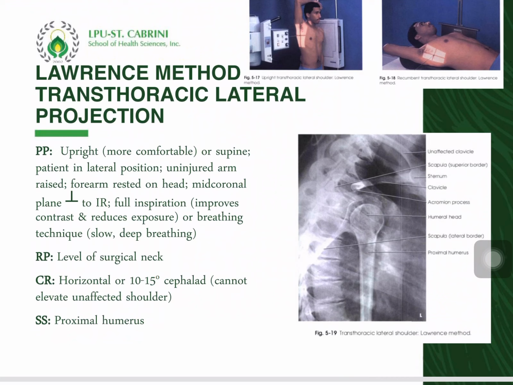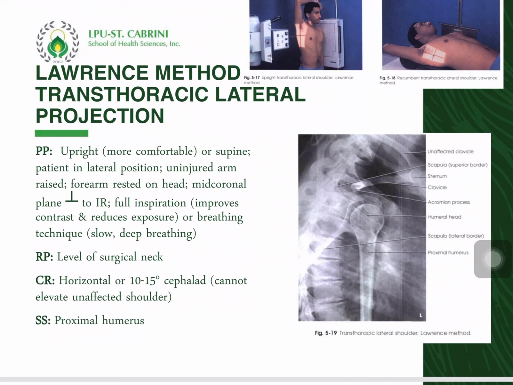Next is the transthoracic lateral projection, Lorenz method. So this is used when trauma exists and the arm cannot be rotated or abducted because of an injury. For this projection, the patient is in lateral position before a vertical grid device, with their affected side in contact with the IR. Have the patient raise the uninjured arm and rest the forearm on the head and elevate the shoulder as much as possible.